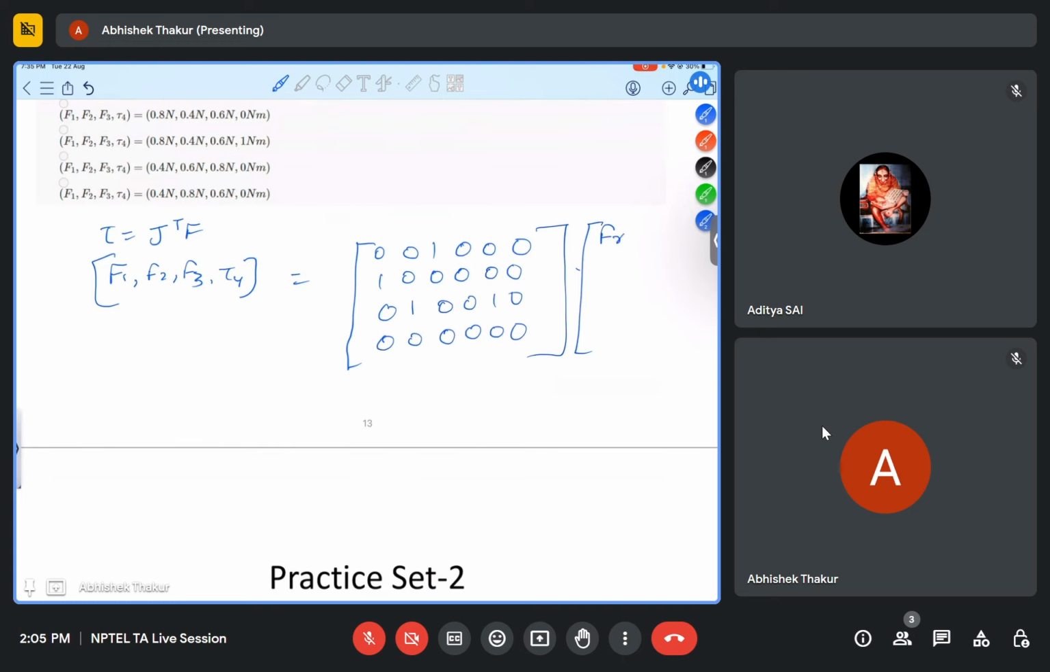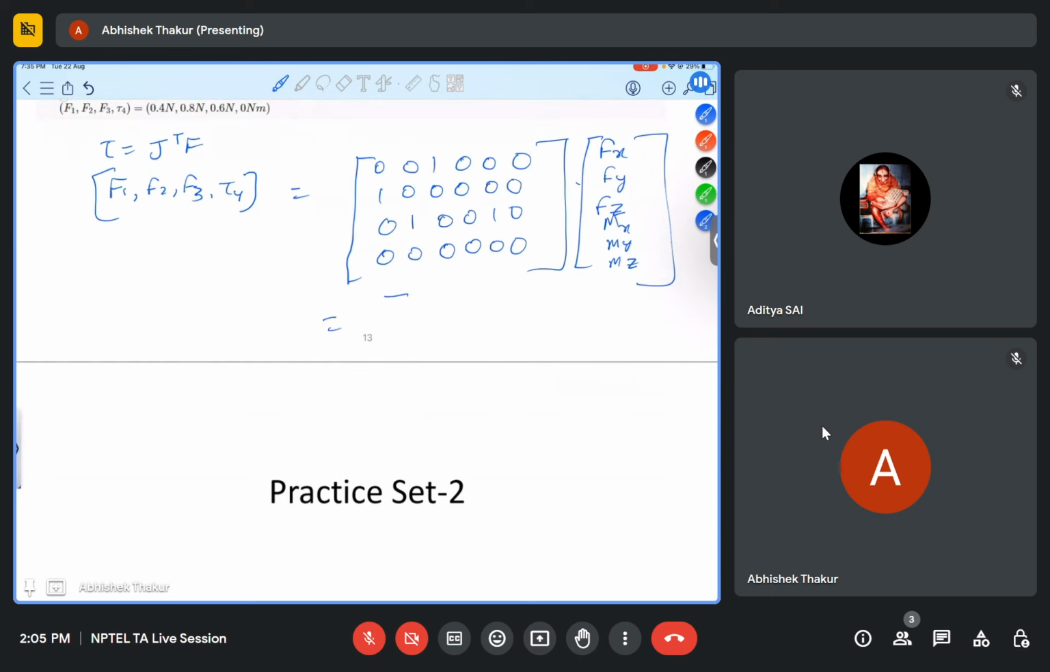Let's suppose these are Fx, Fy, Fz, the force in all three directions, and Mx, My, Mz, the torque in all three directions. So when we multiply, we get this third term, Fz, comma, first one, Fx, comma, sorry, here it will be 1, 0. So here we will get Fy, and at last we will get My.